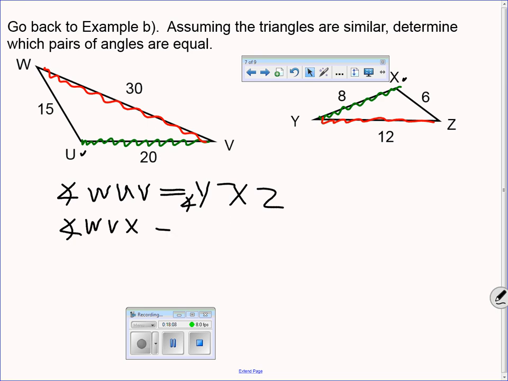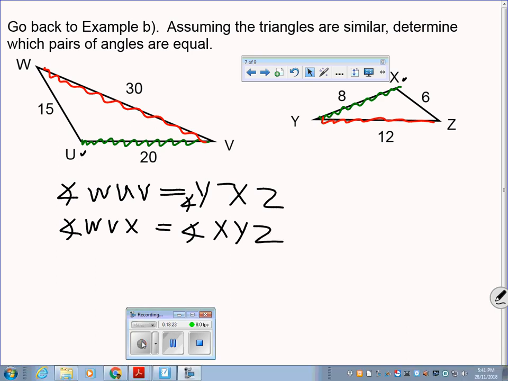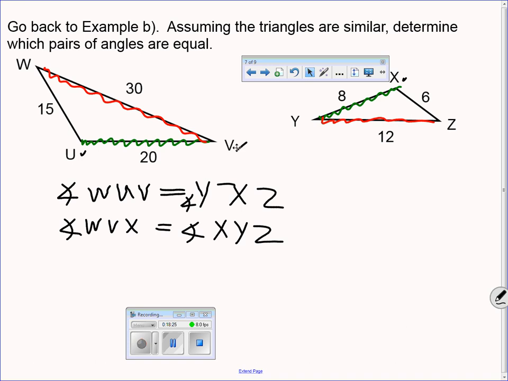Angle WVX is the same as angle XYZ. And like before, I'm going to take a moment and check off the angles that I've used. So it's the last angle that's left to do. All I've got to do is look at that last angle.